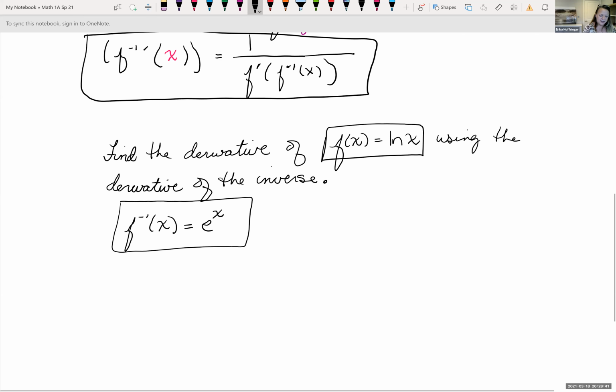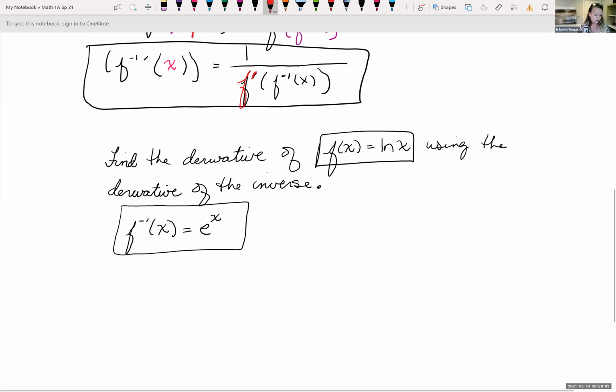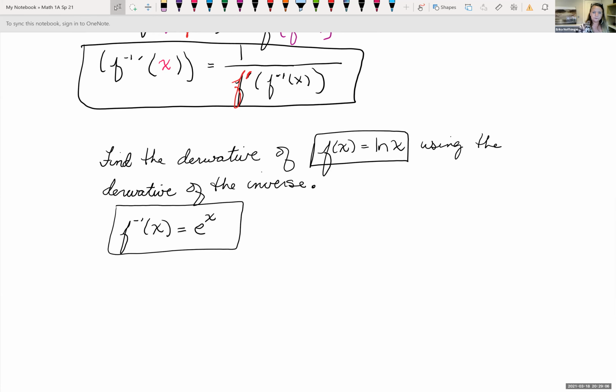So we want to find part of this in here, is finding the derivative of, let's just see, of the inverse function. Now I'm like, pause.